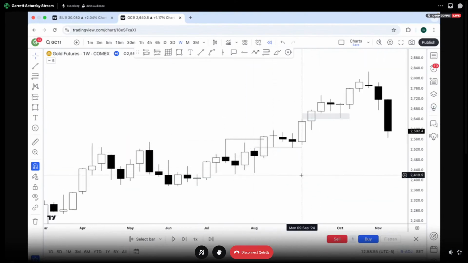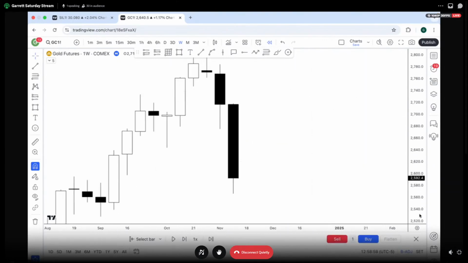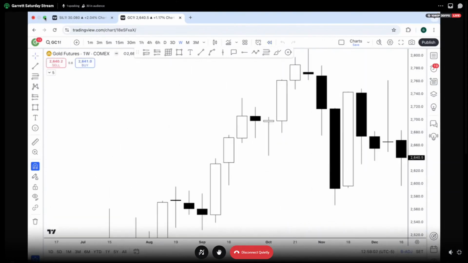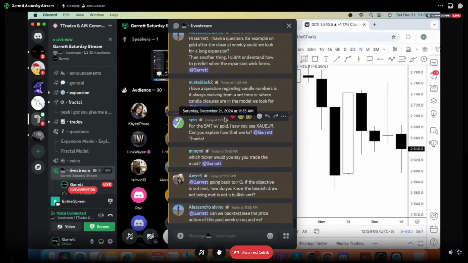That's why it's so important to recognize and have this in your trading, right? Very, very key understanding. And this was something that T Trades talks a lot about.